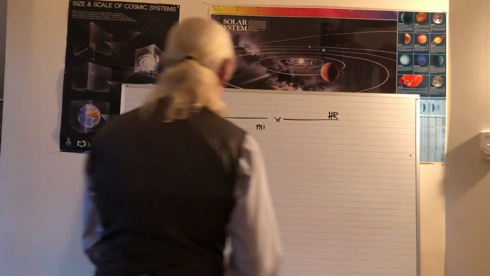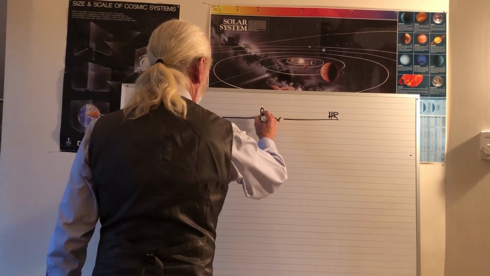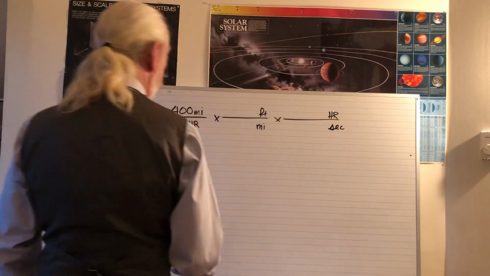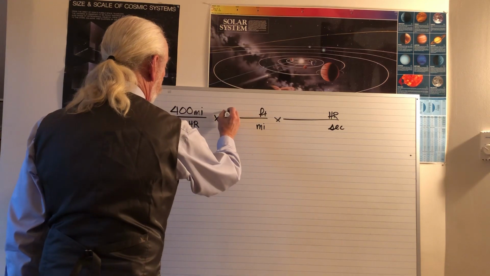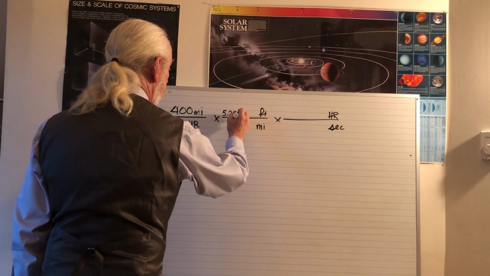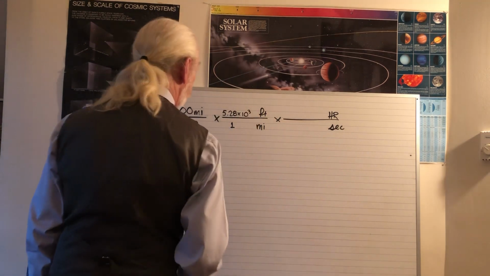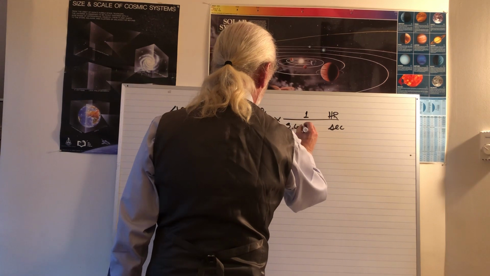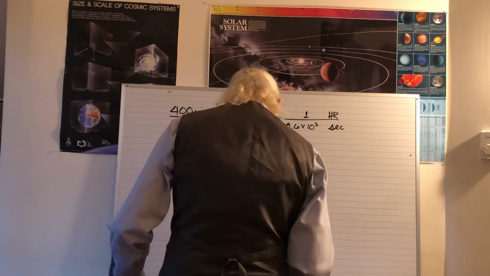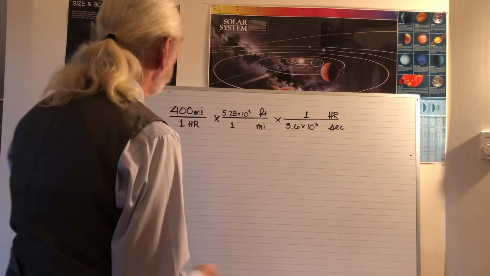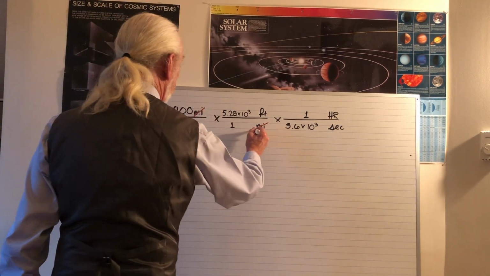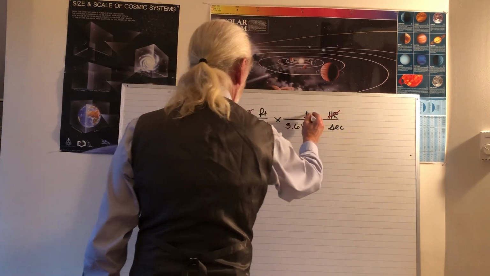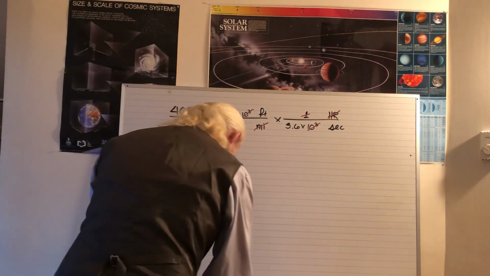And I'm not going to skip steps. I don't want miles, I want feet. I don't want hours, I want seconds. 1 mile equals 5.28 times 10 to the third feet. 1 hour equals 3.6 times 10 to the third seconds. Cancel, cancel, cancel. So what have I got left?